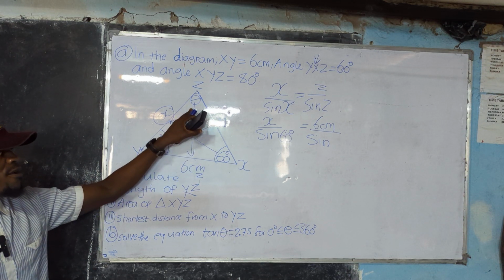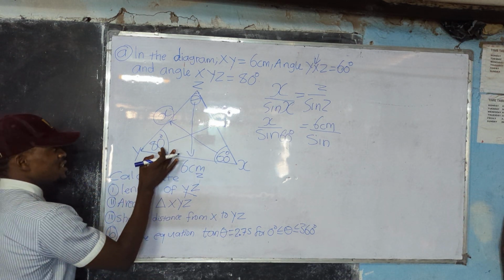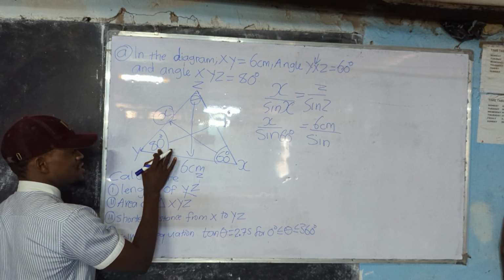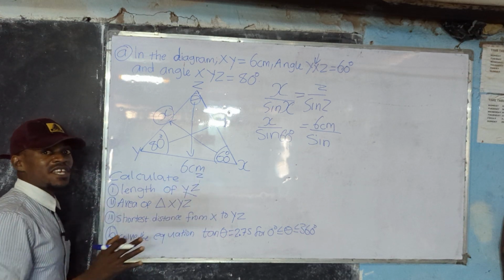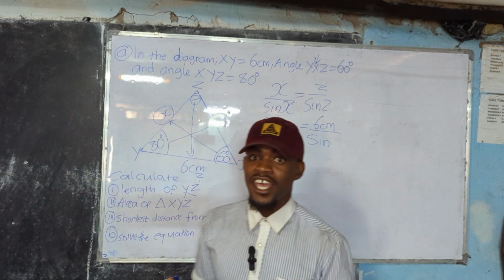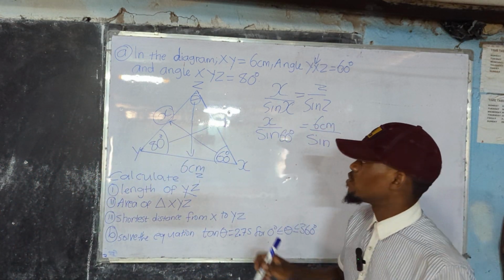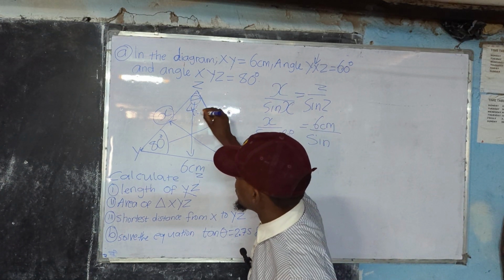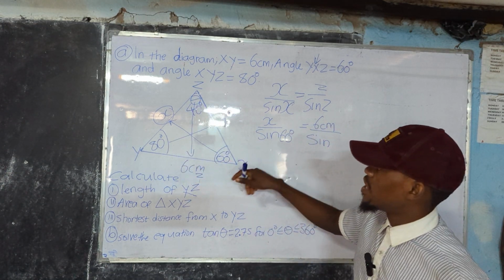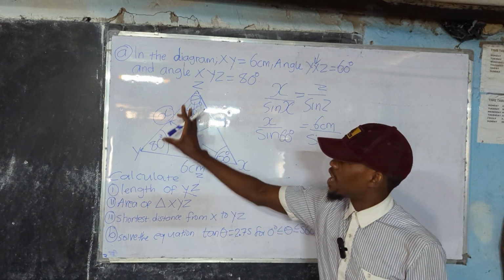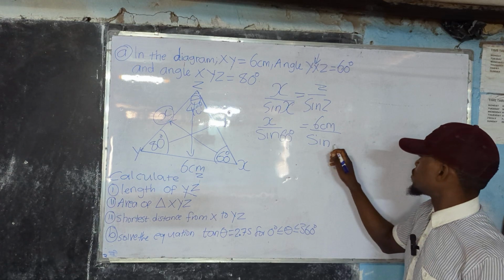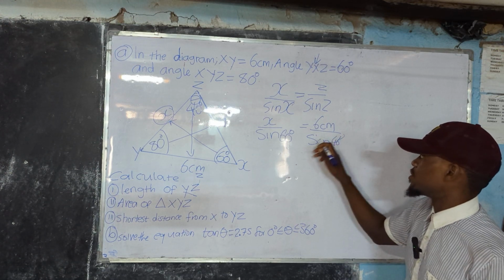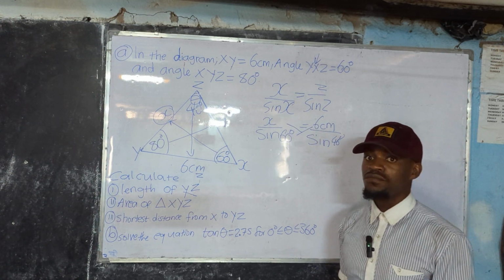Now, since we have the two angles, we can find the third angle. We need to add 80 plus 60, which gives us 140. Then we subtract the sum from 180. So 180 minus 140 is equal to 40. So it means here there is a 40, because the sum of the three angles of a triangle adds up to 180. So here I'm going to say sine 40, then you cross multiply.